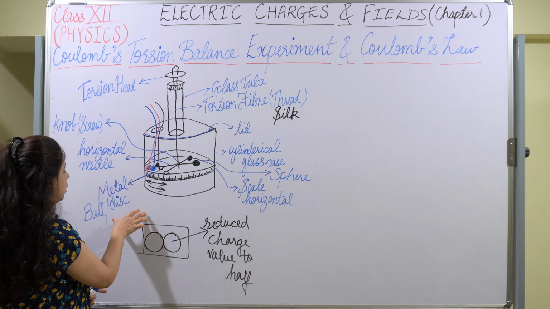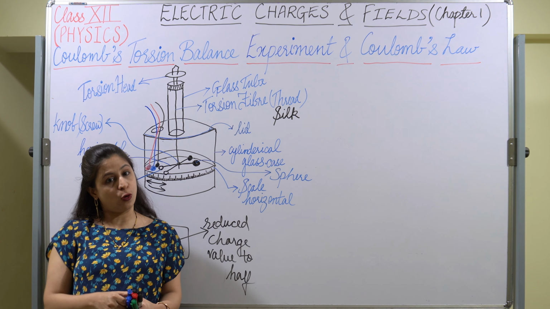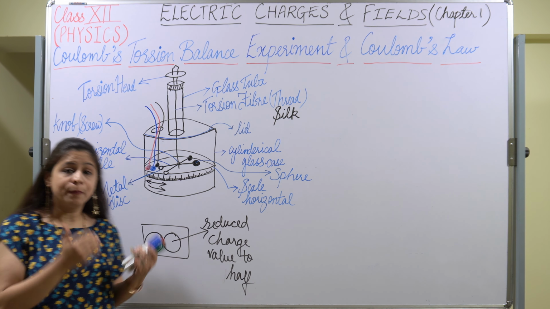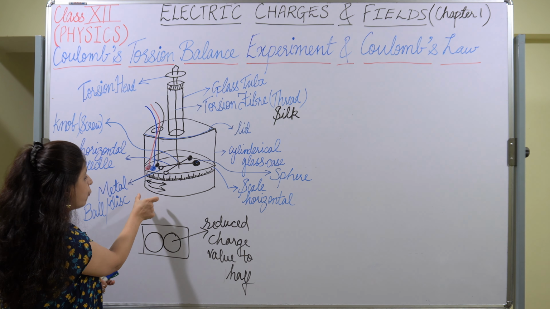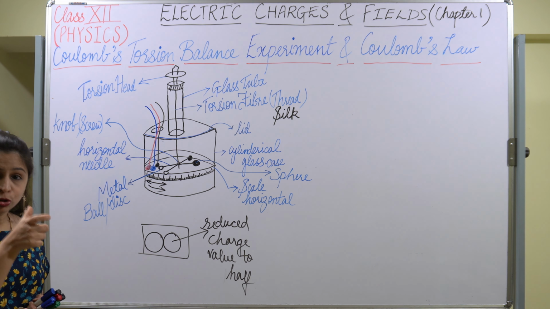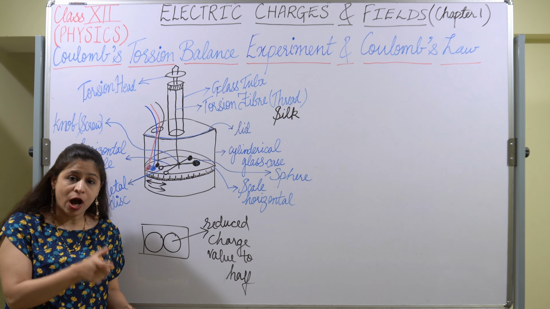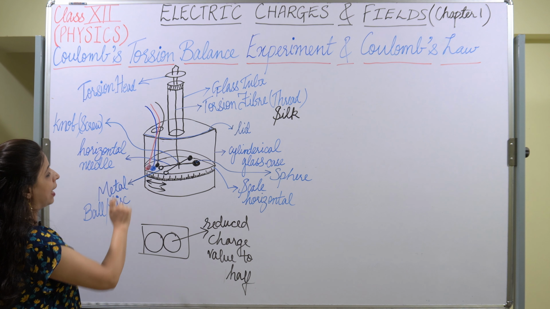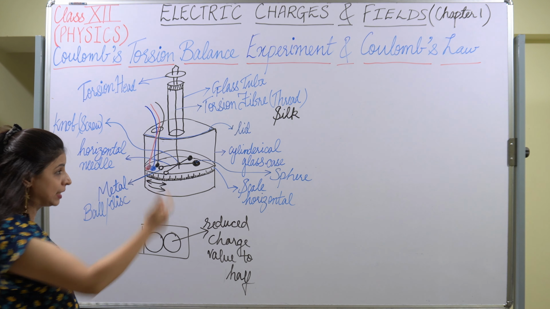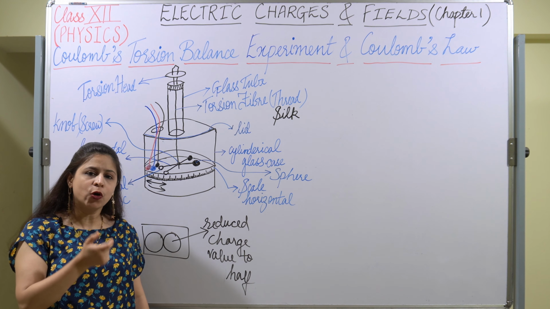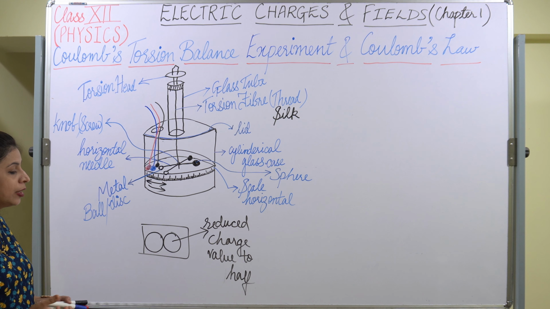So he observed that whenever the charge value changed, the repulsion force also changed. This led him to the conclusion that the force acting between the static charges moved through an angle, and that angle depended upon the twisting of the silk thread. So he eventually came to a conclusion.